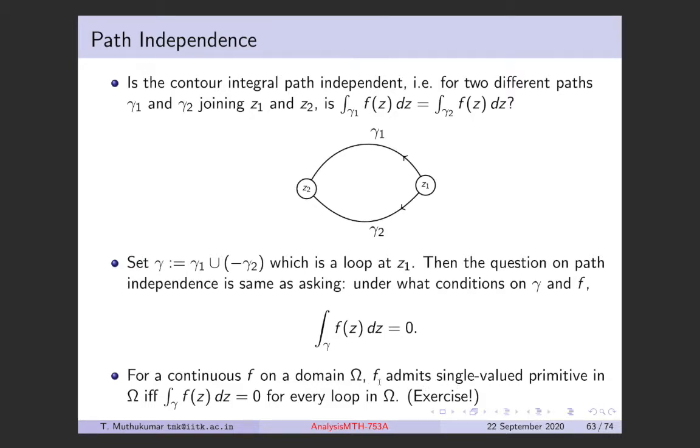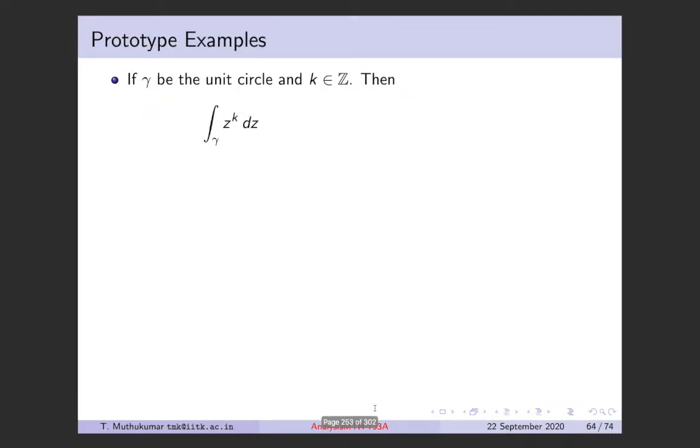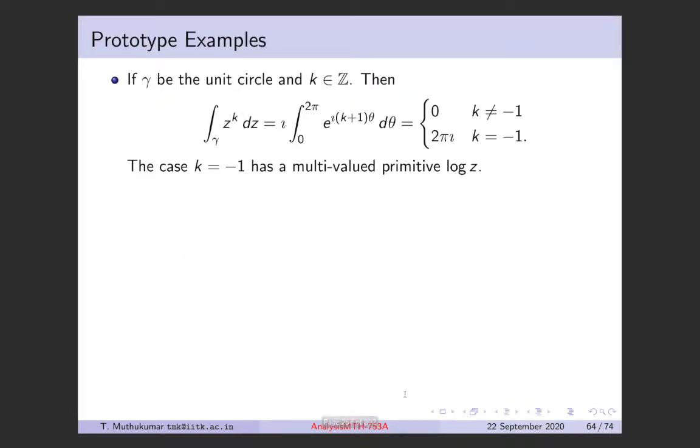Take, for instance, the constant function 1 in the plane C. This has a primitive, which is the function z. The identity function z is a primitive of the constant function 1 in C, and the integral of the constant function 1 is 0 for every loop in C. In fact, we had given this example of z to the power k in the previous exercise. So you see here that's the case.